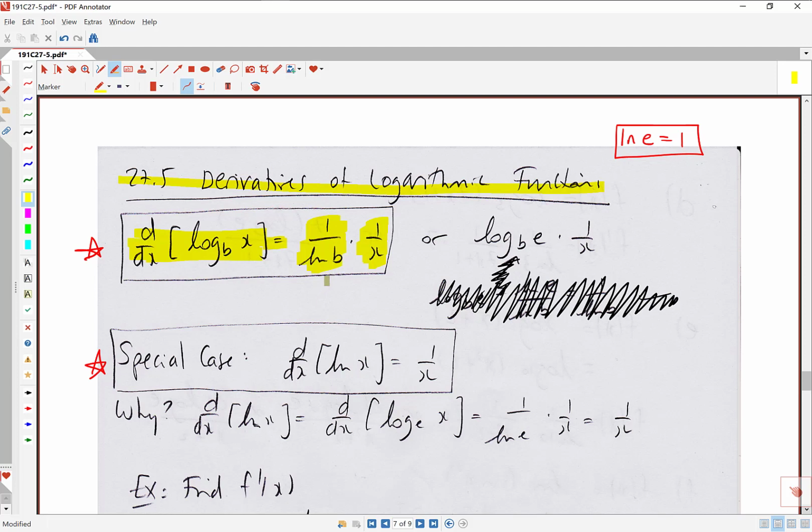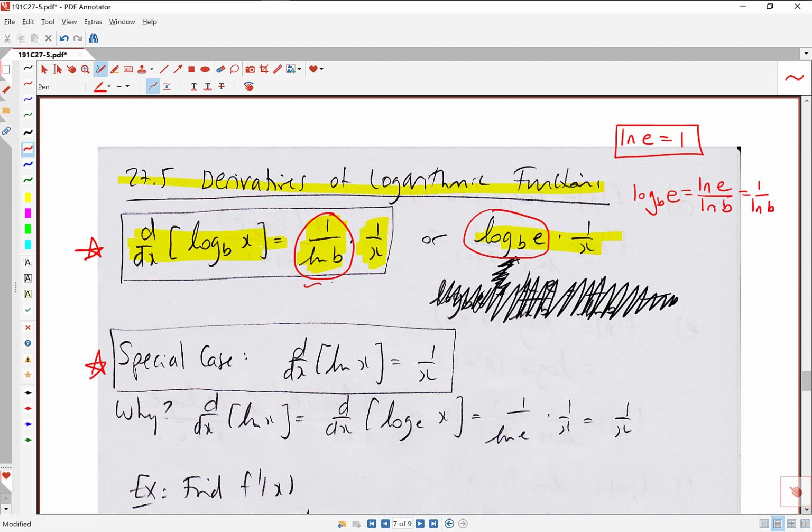Okay, now there's another way to write this. And it's really just personal preference as to whether you prefer this version or whether you prefer this version here. But if you use your change of base formula, you can say log base b of e, according to the change of base formula, is ln of e over ln of b. And we know that ln of e is 1. So that's 1 over ln b. So this 1 over ln b is exactly the same thing as log base b of e.